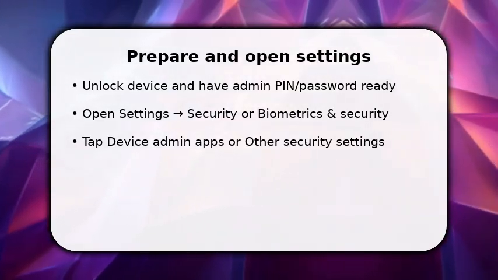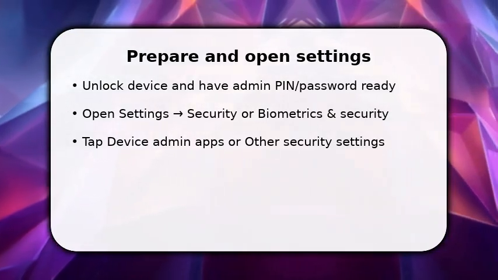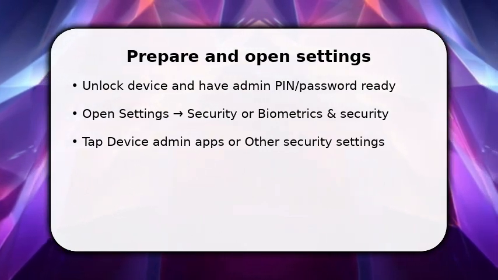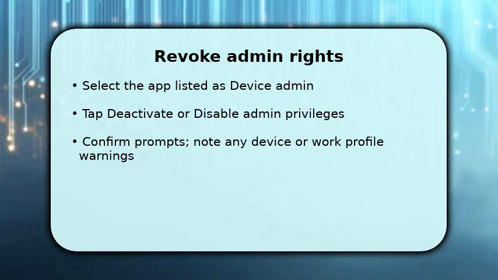You need this screen to identify the app to remove. Don't skip it, because only from here can you revoke admin rights before uninstalling. Keep a calm pace and follow each tap. Now you must revoke the app's administrator rights so you can uninstall it.